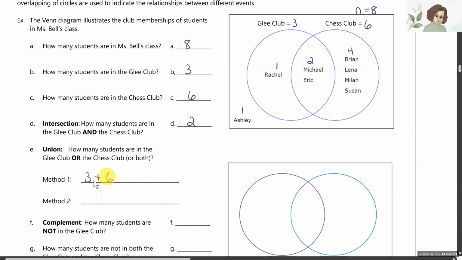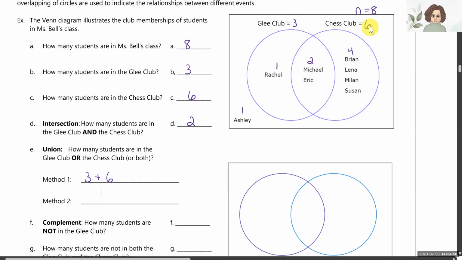But if I add 3 plus 6, already there's a problem because 3 plus 6 is 9, and there's only 8 students in the class. All right, so what's happening is that the 3 includes Michael and Eric, right? 1, 2, 3. But when I add 6 to that, I'm including Michael and Eric again as part of the 6. So by adding 3 and 6 together, I'm counting Michael and Eric twice. We call that double counting them. And there's just 2 of them.